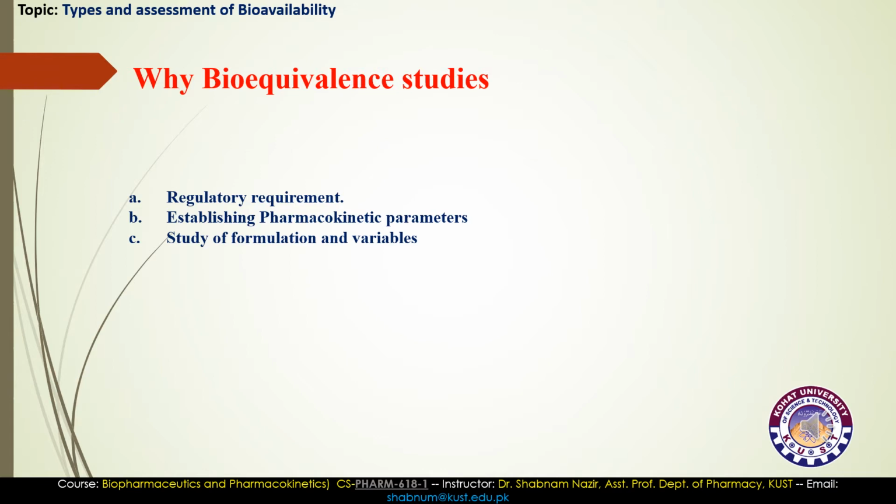Previously, we discussed the objectives of bioavailability studies. Almost the same objectives are associated with bioequivalence studies as well. It is used for studying various variables of the formulation during the developmental process, and the same information is required to proceed with regulatory procedures. Similarly, bioequivalence studies are also used to establish pharmacokinetic parameters.